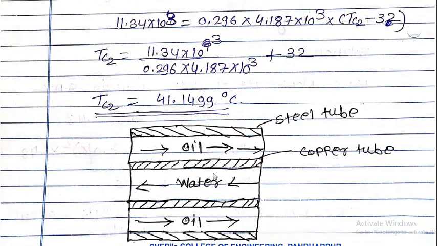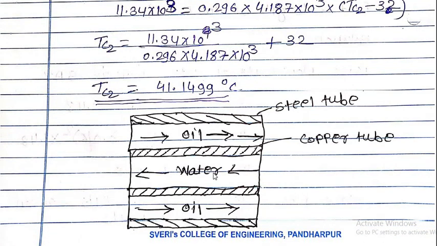Okay, so further we have to find out the heat transfer coefficient inside the copper tube and over the copper tube. So we have to find out the heat transfer coefficient for water and for oil. For that purpose we need to use the Nusselt number correlation, which is provided as a given quantity. Here we have to remember this particular diagram.